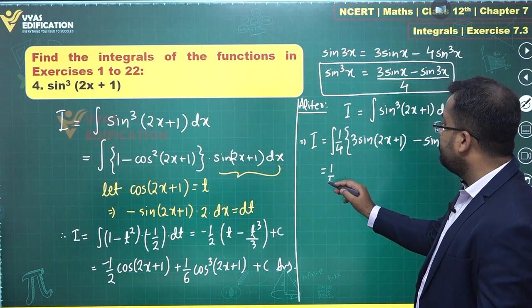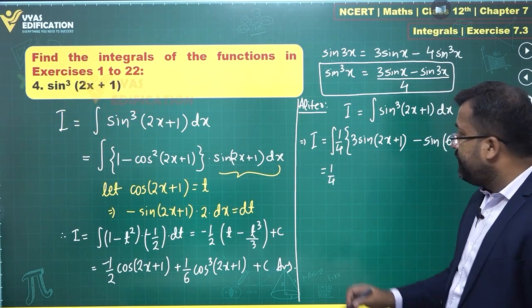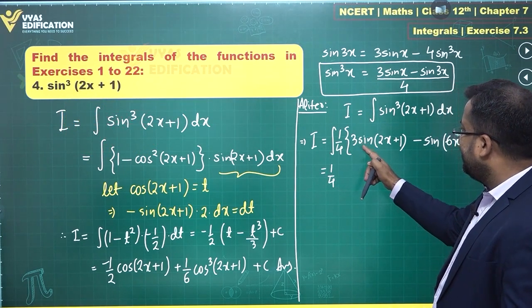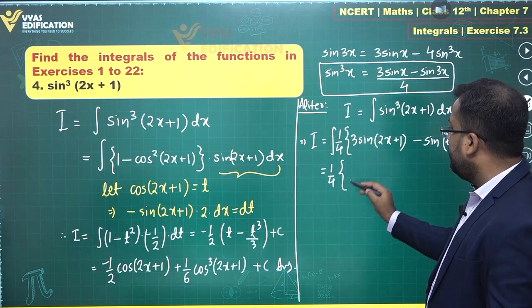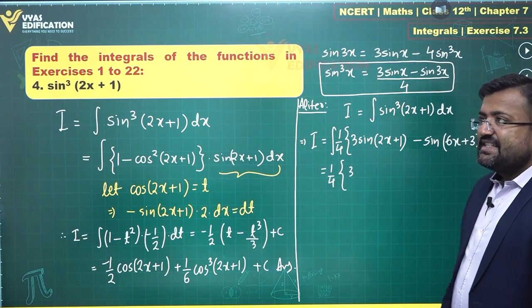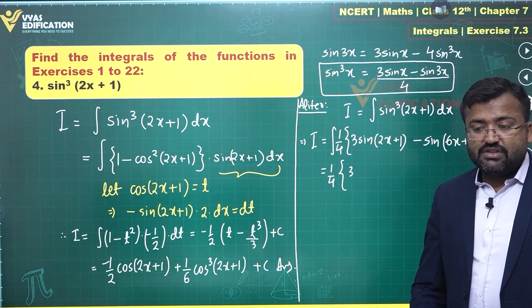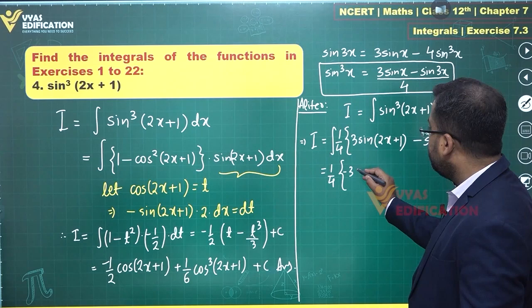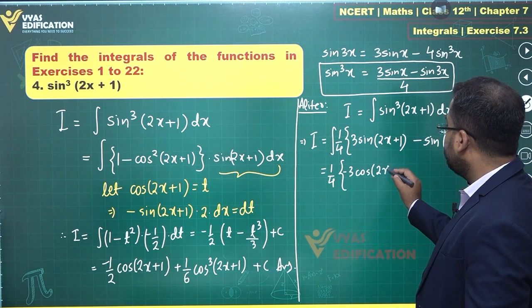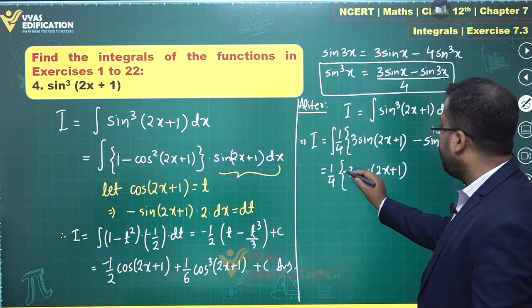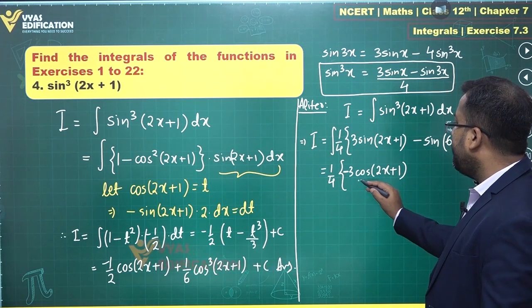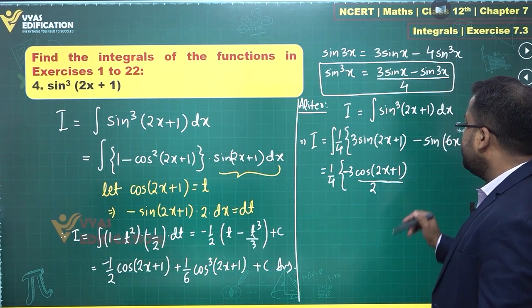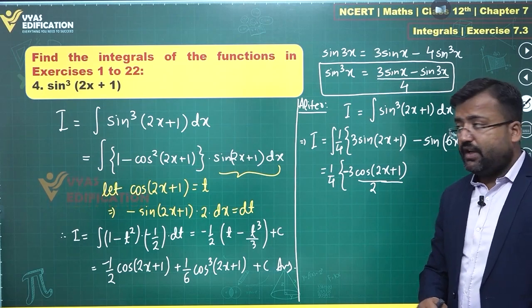1 by 4 is not creating any issue. 1 by 4 will come out. Integral of 3 times sine this, once again 3 is not creating a problem. Sine of something, the integral will be equal to sine of x, the integral is minus cos x. So this will be minus of cos 2x plus 1, but you only need to take care of one thing. What is that? That we have to divide by this 2. Yes, divide by this coefficient of x over here.